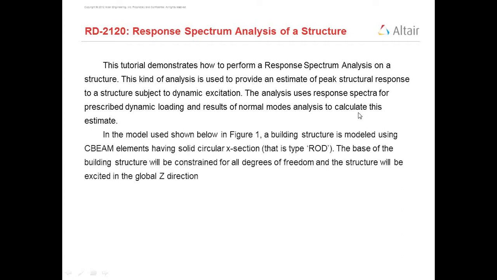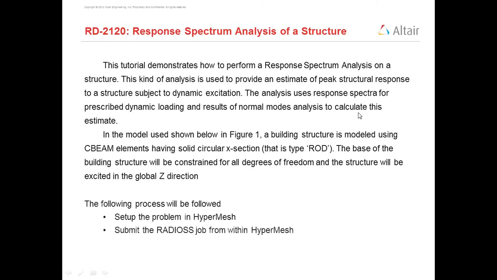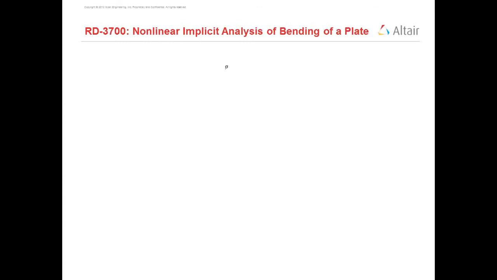A building structure is modeled using CBEAM elements having a solid circular cross section, that is type ROD. The base of the building structure will be constrained for all degrees of freedom, and the structure will be excited in the global Z direction. The following process will be followed: first you will set up the problem in HyperMesh, submit the job in Radioss, and view the results in HyperView.